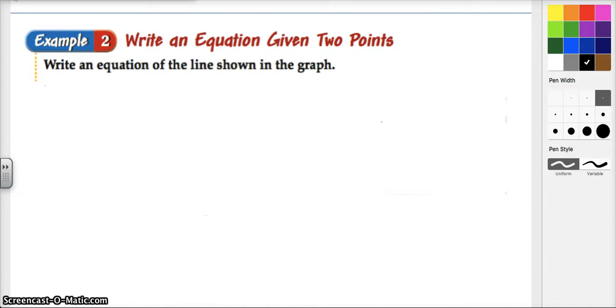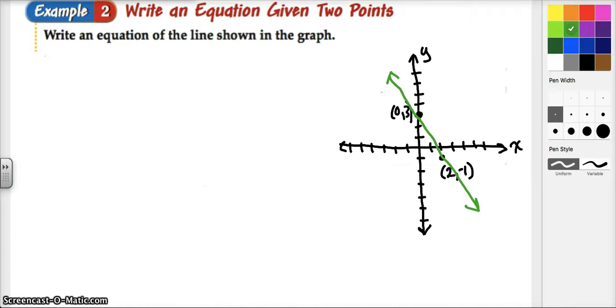So this is going to be a little bit more challenging. We're going to write an equation of a line given 2 points, and we're going to write an equation of the line shown in a graph. So let me get the graph up. Okay, so here's the graph, and we're going to write an equation of this line. They gave us 2 points. We've got the line. What to do?